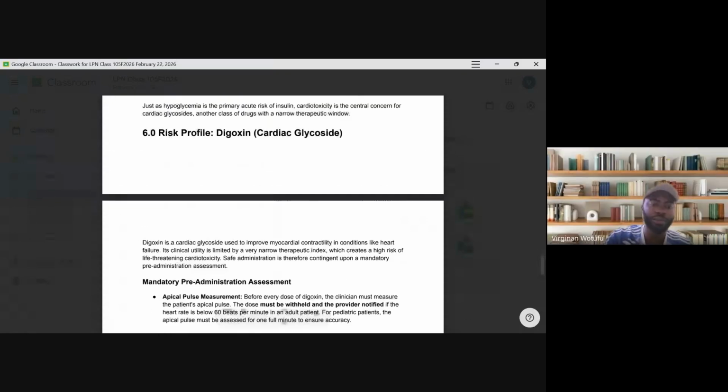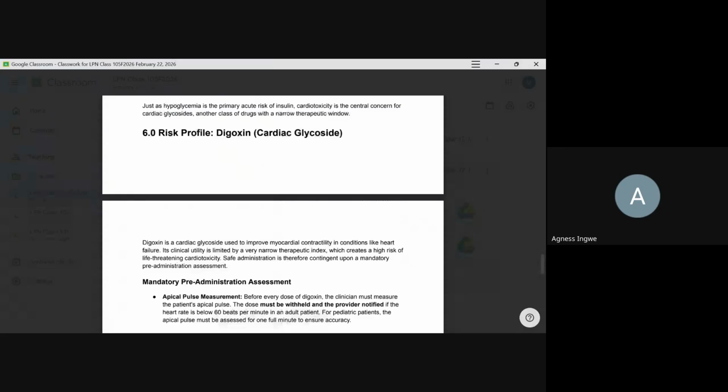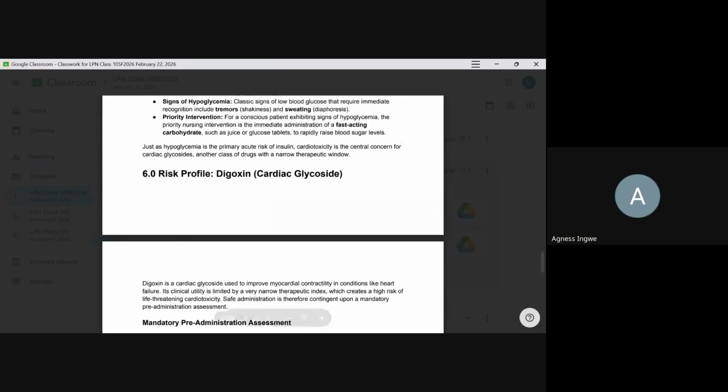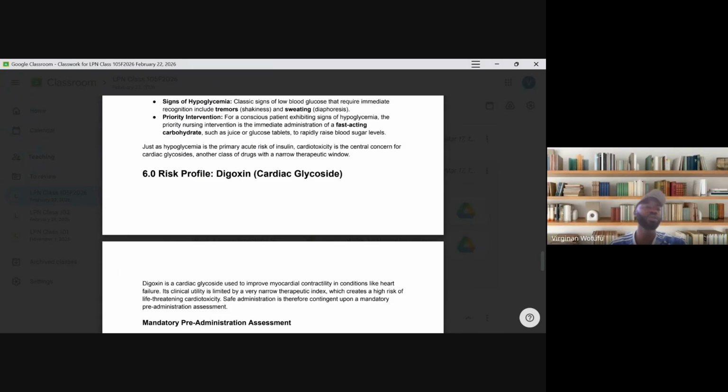Okay, so we made mention of the fact already that in administering high alert medications, who can recall the steps or the safety precautions or safety guidelines in administering high alert medications like we made mention earlier? What did we say? What did we say were important things to watch for or do when administering high alert medications?